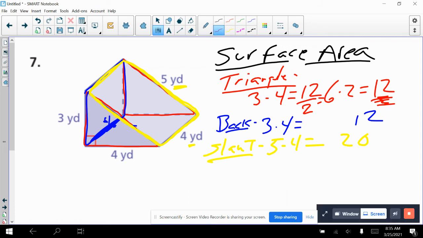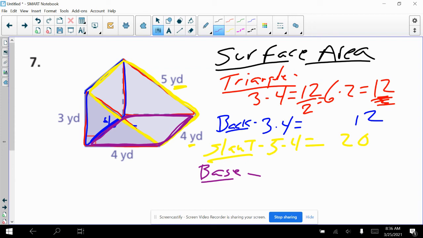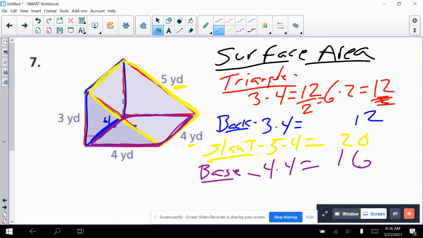What do we got left? We got one more. Emma? Okay, we got the base or the bottom. That is correct. That would be this. We got to figure that out. What are we going to use for that? 4 times 4. It's going to give us 16.